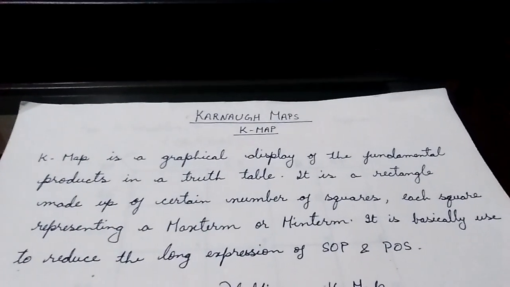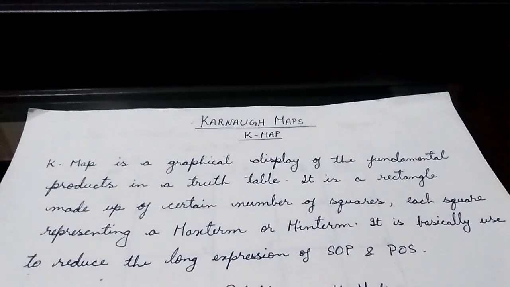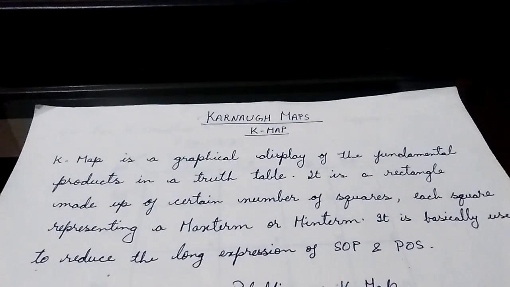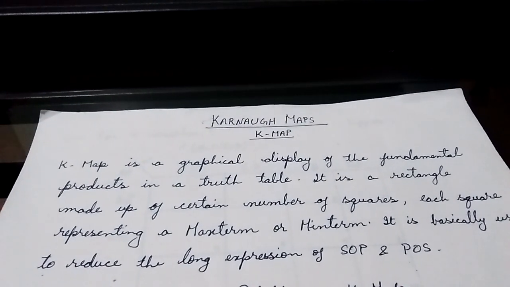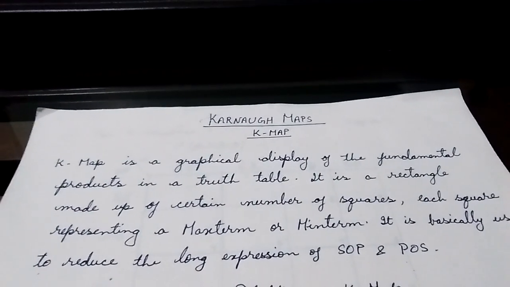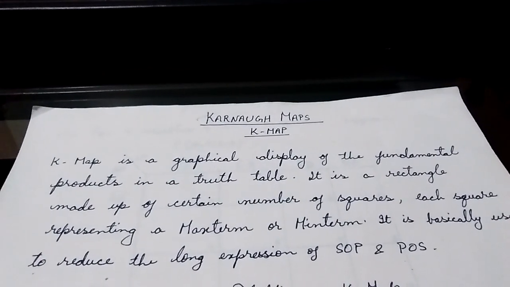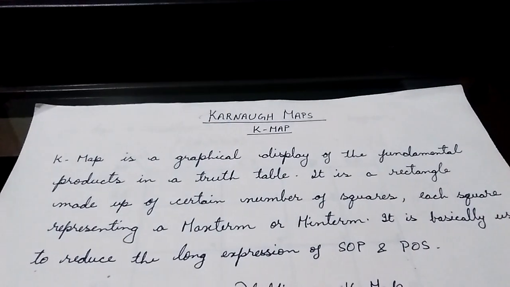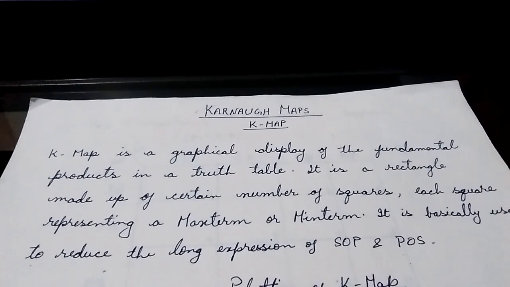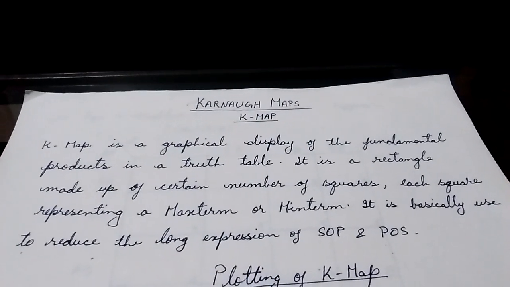Karnaugh map or K map. It is a very important topic that you have to study in order to reduce the sum of product or product of sum. After understanding the max term and min term, we have derived the sum of product and product of sum. And after sum of product and product of sum, to reduce the long expression of SOP and POS, we make use of Karnaugh map or K map. So let us start with K map.